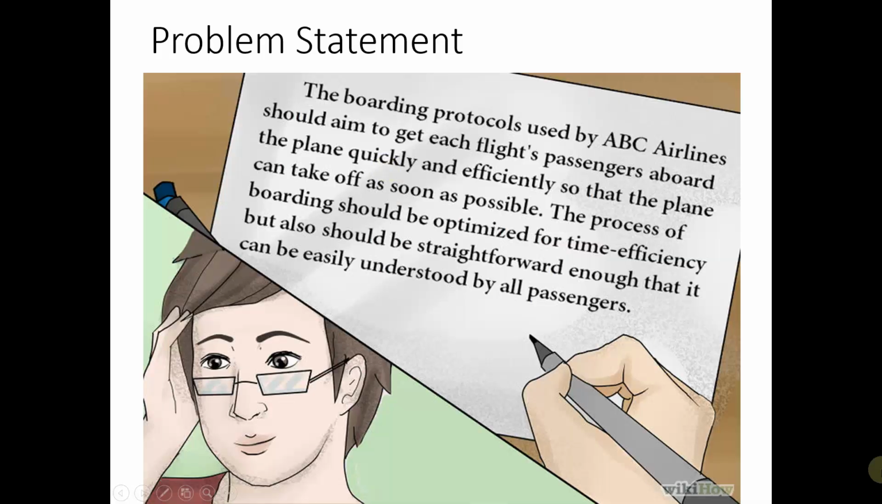So let us see how the problem statements are written. Here you can see an example. The boarding protocols used by ABC Airlines should aim to get each flight's passengers aboard the plane quickly and efficiently so that the plane can take off as soon as possible. The process of boarding should be optimized for time efficiency, but should also be straightforward enough that it can be easily understood by all passengers. So this is how the problem statement looks like.